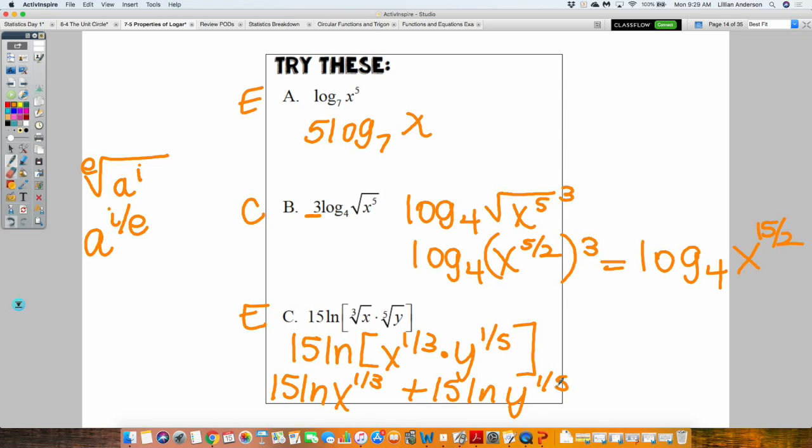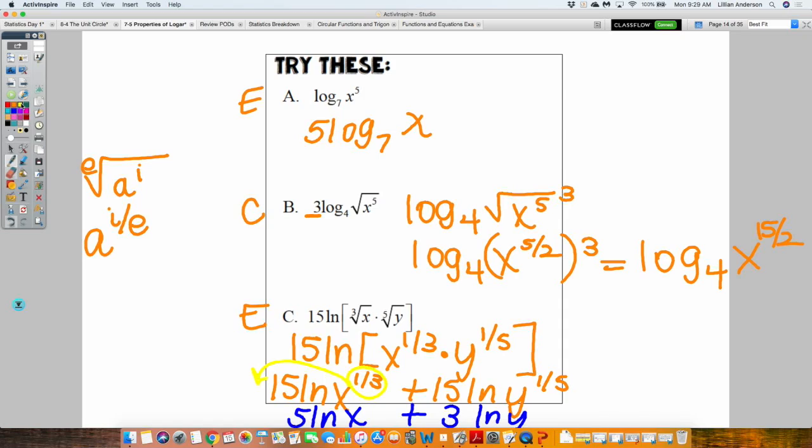Nope, because it's not fully expanded. Anytime you have an exponent, it's not expanded. We have to move the exponent to the other side. We got to move that exponent down to the front. And you're multiplying. So this is going to be 5 ln x plus 3 ln y. And that's your final answer.